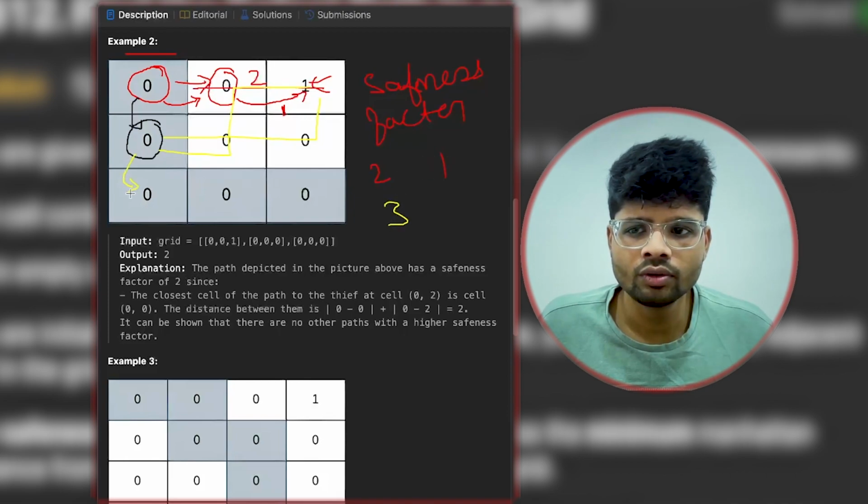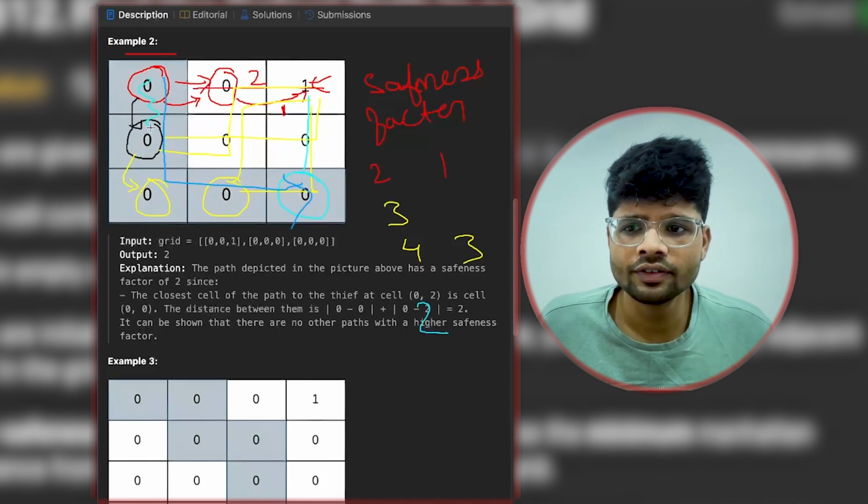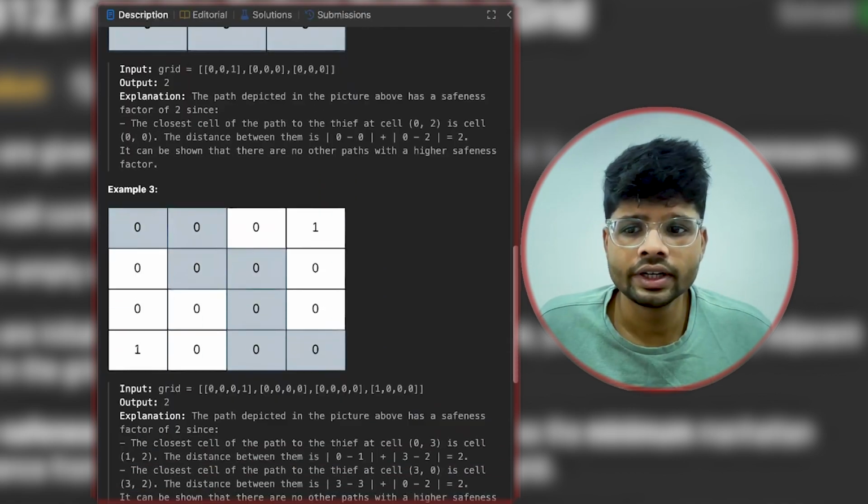Now if I try to go over here, 4 will be my safeness factor. If I go over here, 1, 2, 3 or 1, 2, 3, 3 will be my safeness factor. And if I go over here, safeness factor is 1, 2. So it is 2. Let's say we follow this path, do you think our safeness factor is more from this path? The minimum was 2 and we need to return the minimum safeness along the path, and therefore it is 2. I hope you have got example 2. Let's look at example 3.